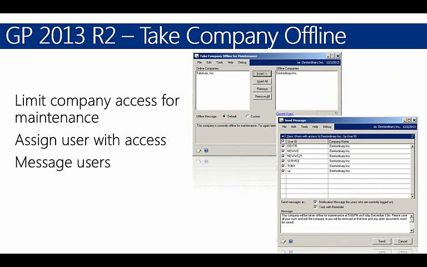What we can do is take that company offline, and we can message anybody that is in the company at the time and ask them to log off at a certain time, or tell them when it will be taken offline. Previously, when maintenance needed to be done on a particular company in GP, you were generally on the phone calling all the users and informing them to either log off or make sure they were out by a certain time.